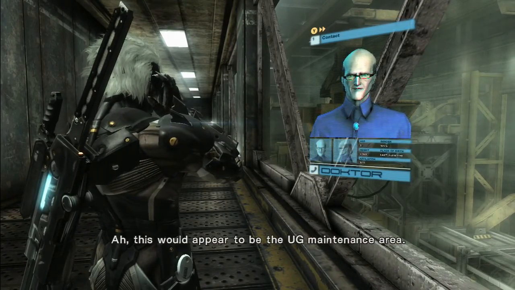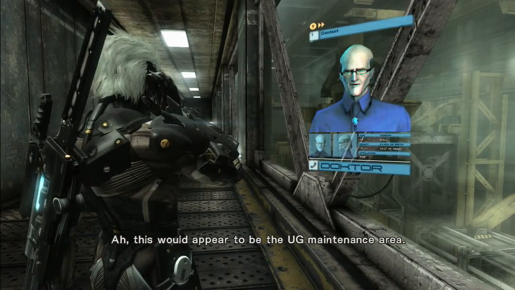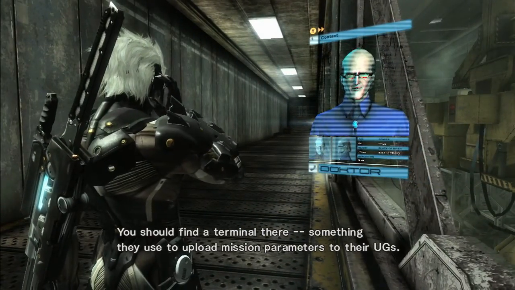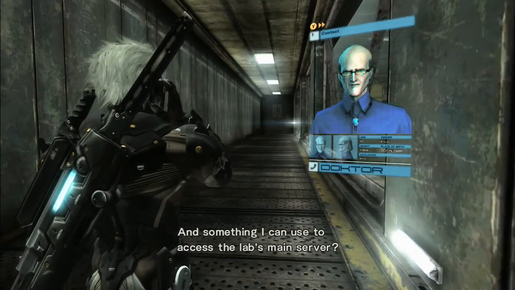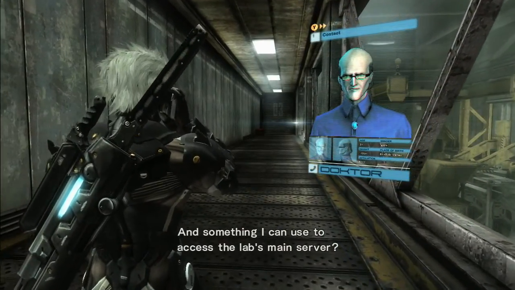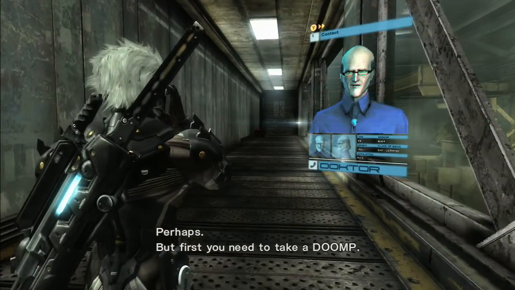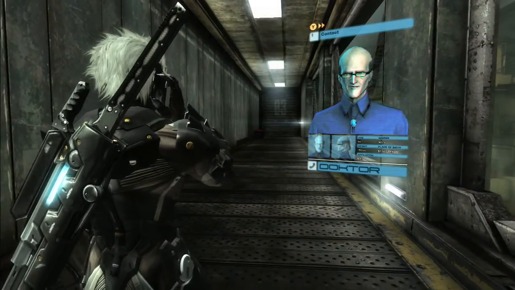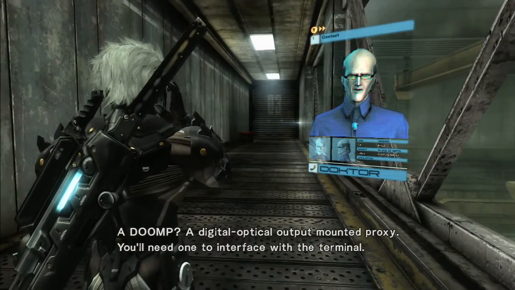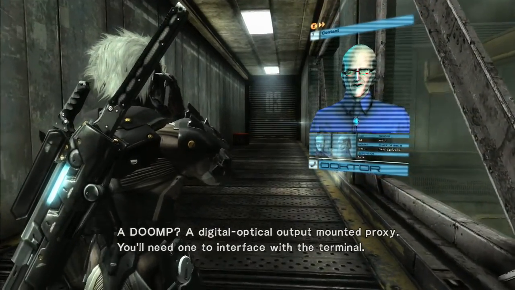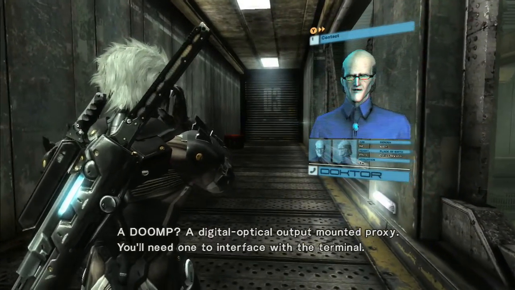This would appear to be the UG maintenance area. You should find a terminal there, something they use to upload mission parameters to the UGs. And something I can use to access the lab's main server? Perhaps. But first you need to take a dump. Wait, what? A dump? A digital optical output mounted proxy. You'll need one to interface with the terminal.